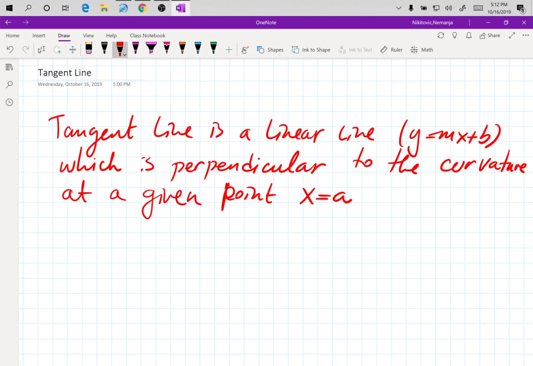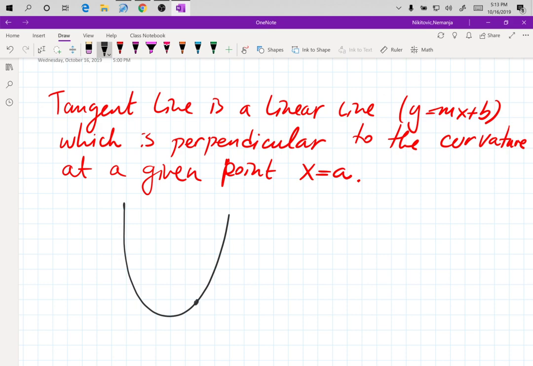So if you have, let's say, a quadratic function like this, you pick a point, the tangent line would go through that point. Now, for this curvature, there is a radius r, which would generate that curvature, and then there is a 90 degrees between the radius r and the tangent line. So the tangent line is always perpendicular to the curvature at any given point.